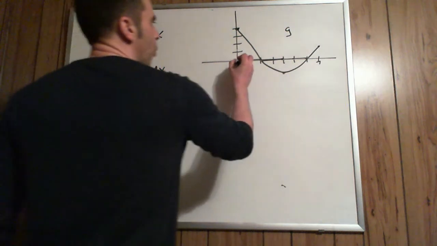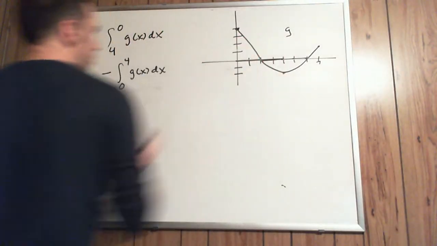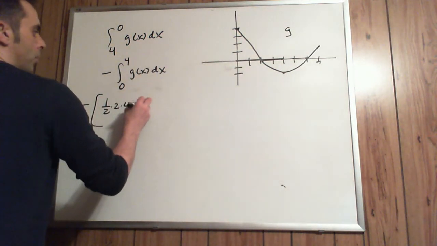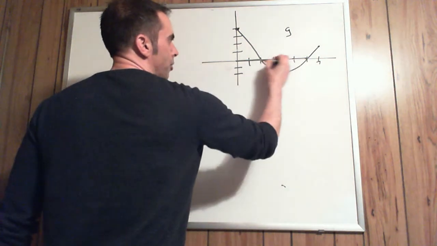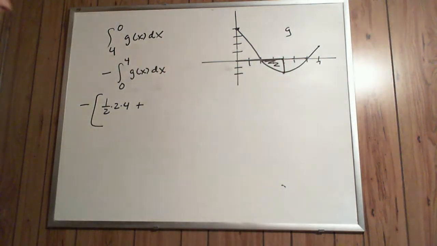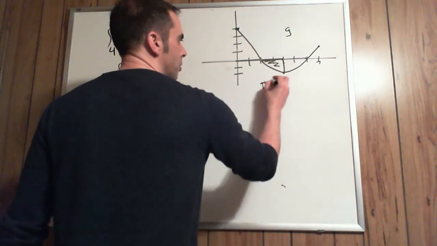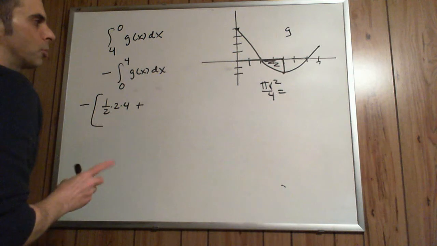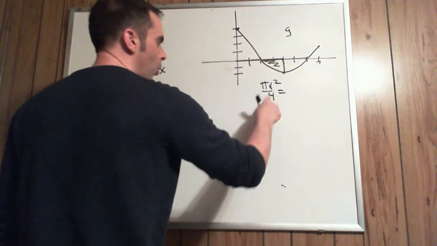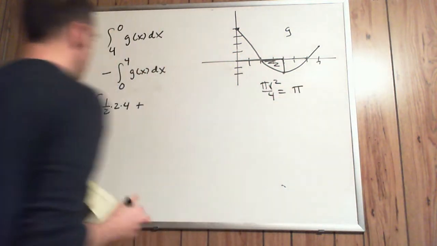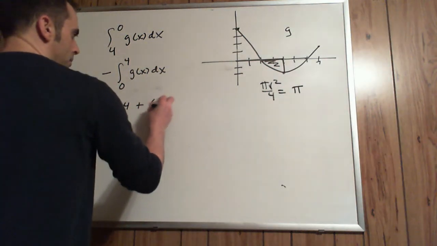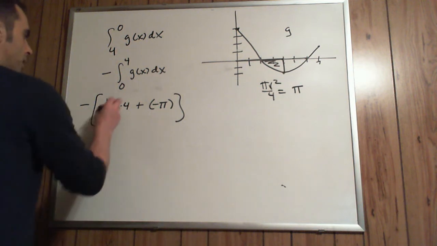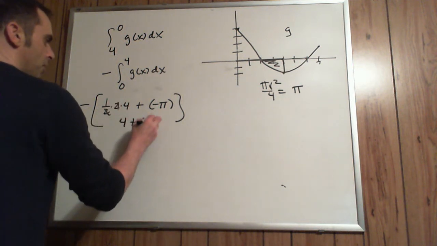So from 0 to 4, that's here. That's the area of that triangle, which is 1/2 times the base times the height, plus this area underneath all that. That's 1/4 of a circle, so that's pi r squared divided by 4. The radius is 2, so 2 squared is 4 divided by 4 is 1, so it's pi, but it's negative pi because that's below the x-axis. So now this becomes inside 4 plus negative pi.